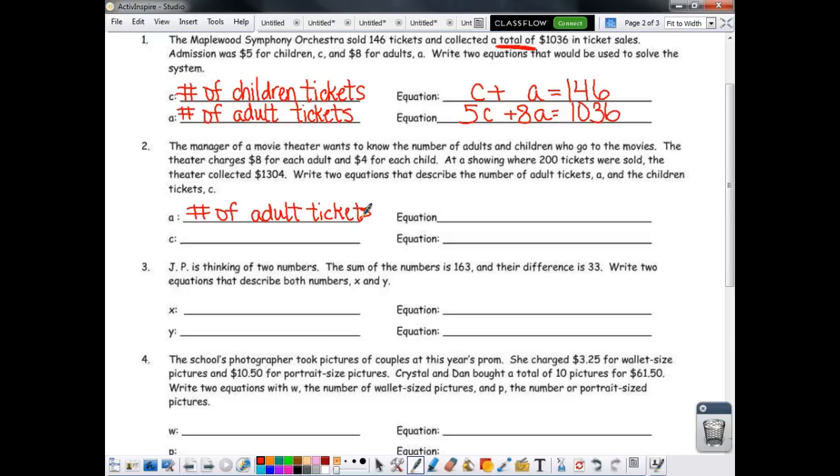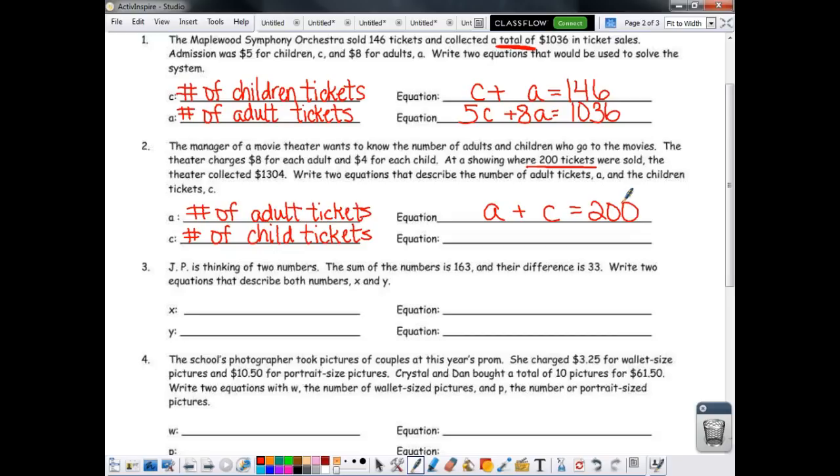And C stands for number of child tickets, right? Okay, so again, we have two options: adult tickets and children tickets. What is that going to equal? 200, right? Because there were 200 tickets sold. So together, the adult tickets plus the children tickets should equal a total of 200 tickets.